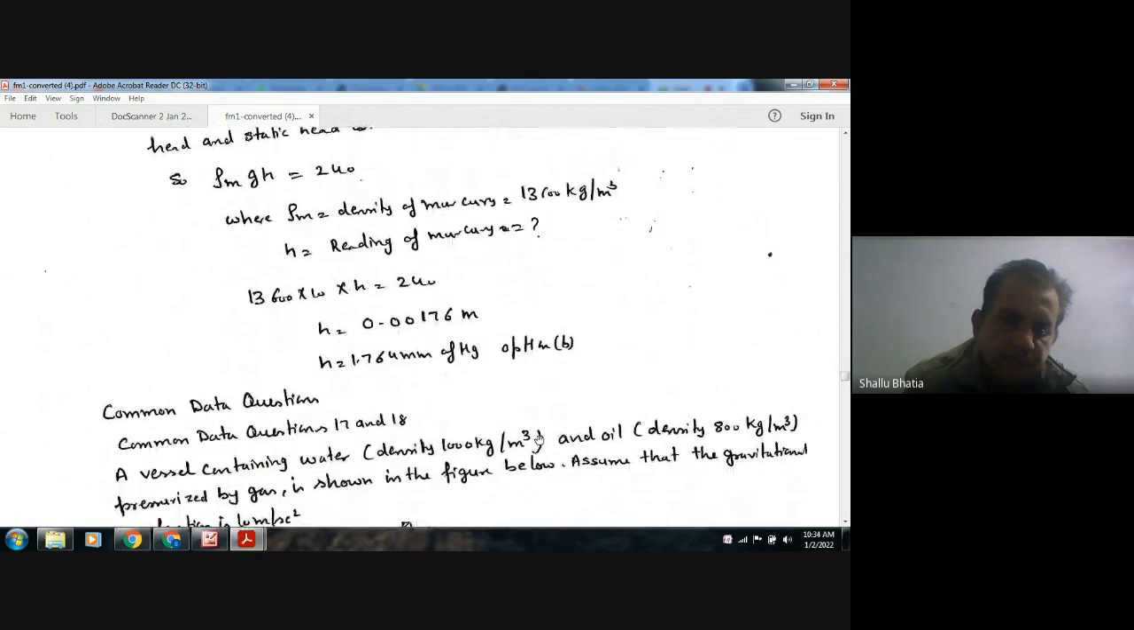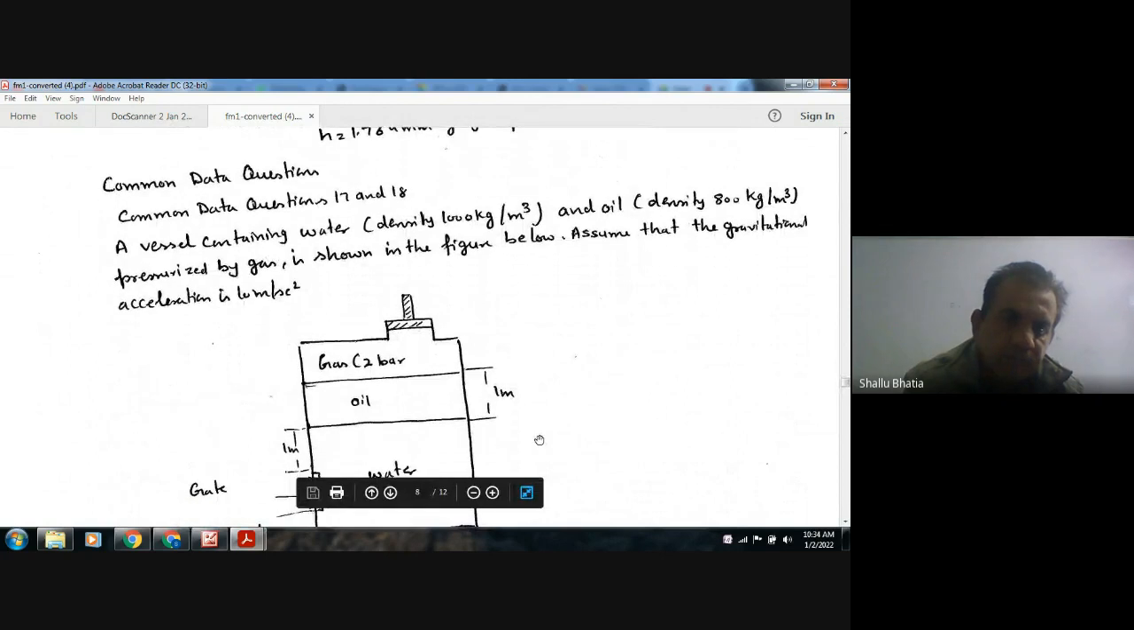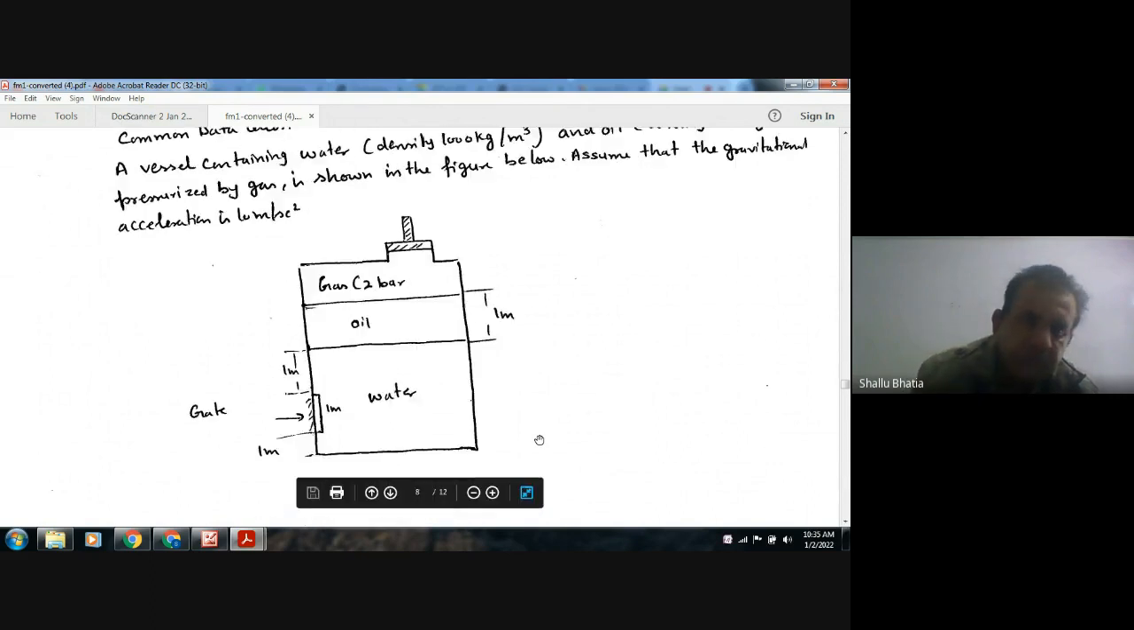1 meter. Okay. Next, common data question for question number 17 and 18. A vessel containing water, density 1000 kilogram per meter cube, and oil, density 800 kilogram per meter cube, pressurized by gas as shown in the figure below. Assume the gravitational acceleration is 10 meter per second.